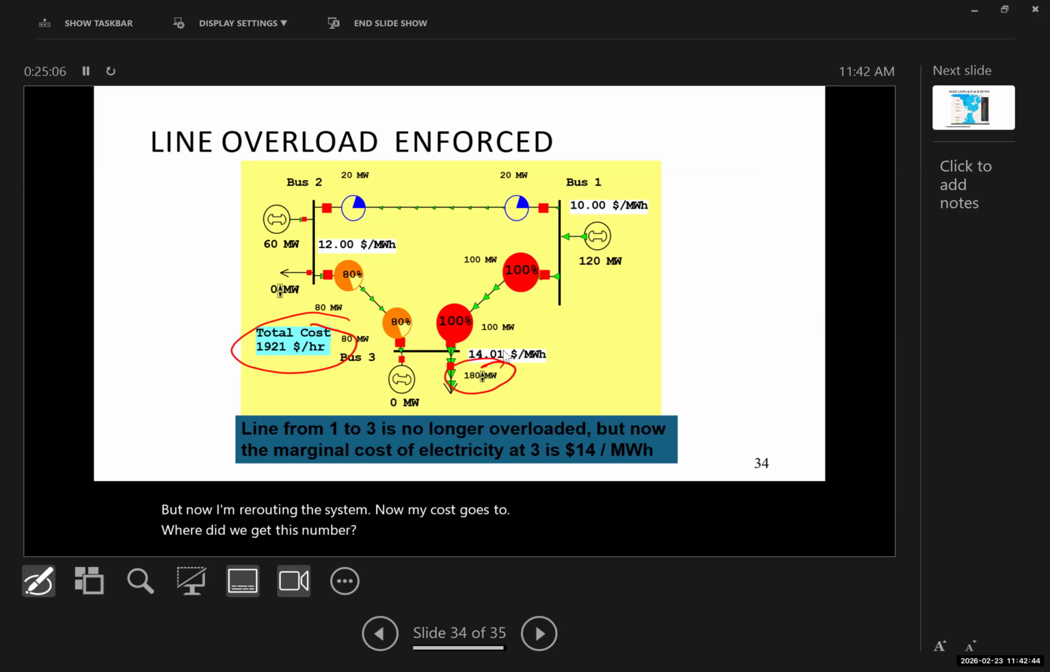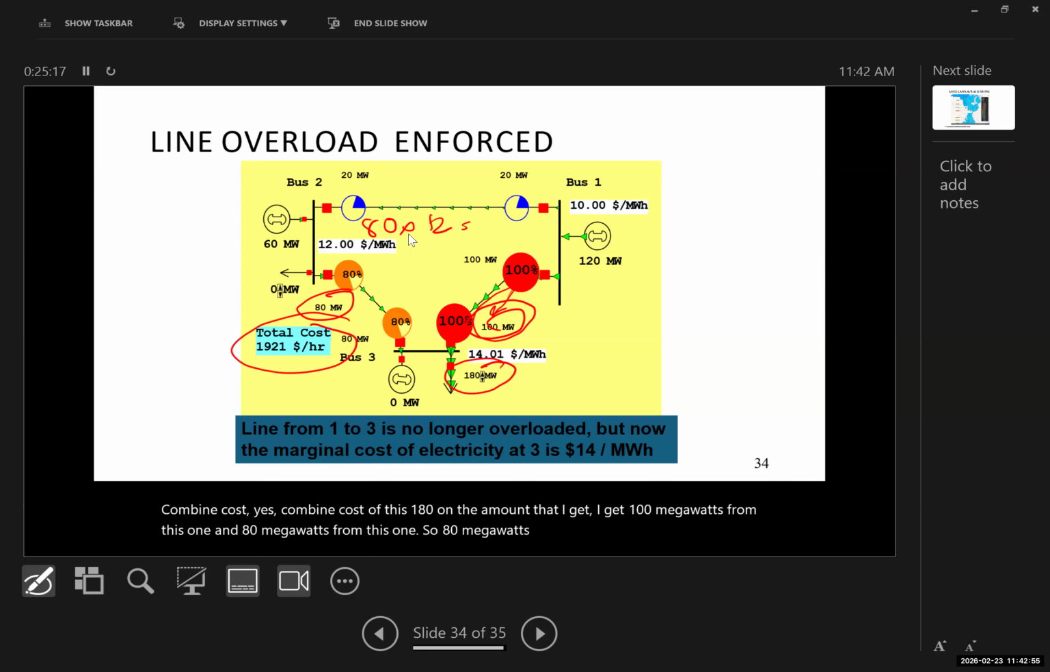It's the combined cost: of the 180 megawatts, I get 100 megawatts from this one and 80 megawatts from this one. So 80 megawatts is at $12 per megawatt hour, so it's going to be 900 and how much? Anyway, 960, something like that. And I get 100 megawatts at the other price, so for example here it's like 14 or 10 per megawatt hour. And then suddenly I get to this price that I have here, which is a higher, average price.